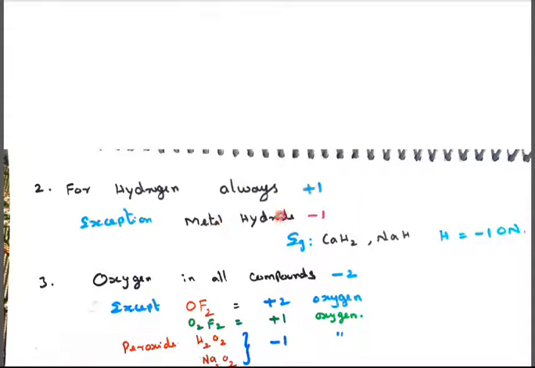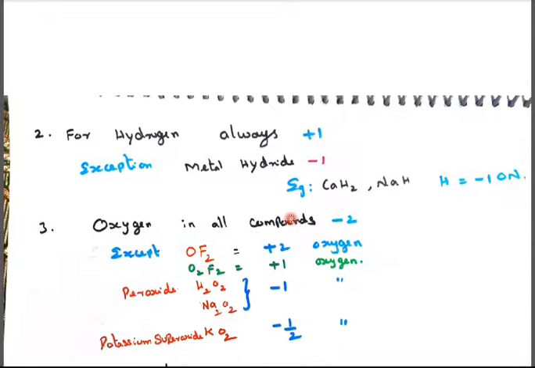Exception, metal hydrides. If it is in metallic hydrides, hydrogen oxidation number is -1. Calcium hydride, hydrogen valency is -1. Sodium hydride, hydrogen valency is -1. Hydrogen carries a -1 oxidation number in case of metal hydrides.